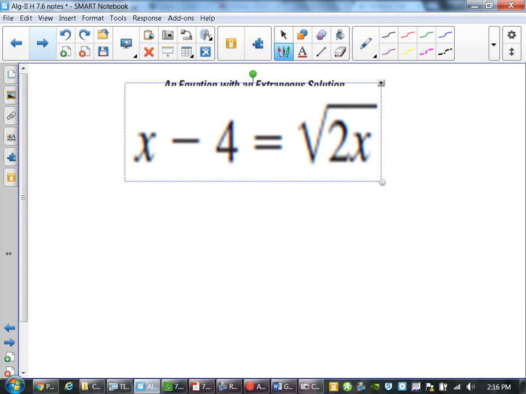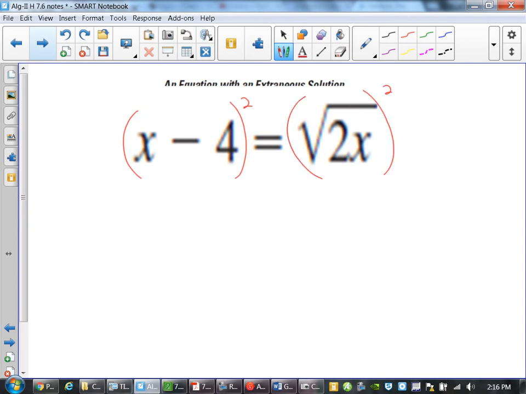Square it. That's what I said. Then you plus. Oh, goodness. Write it out. You get x squared minus 8x plus 16 equals 2x.